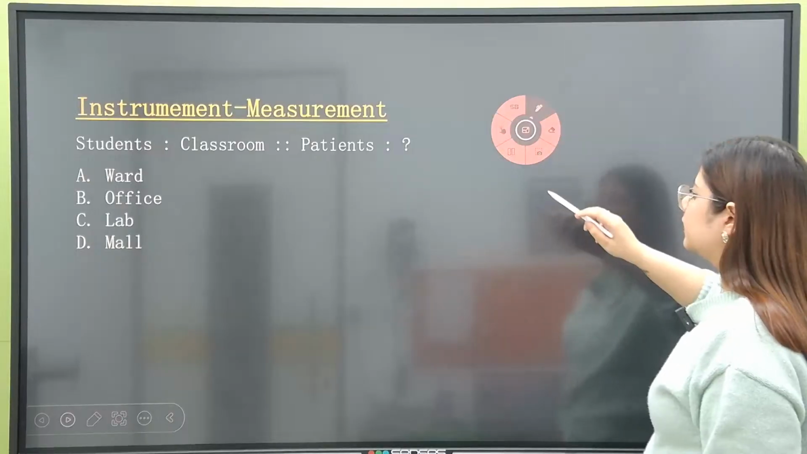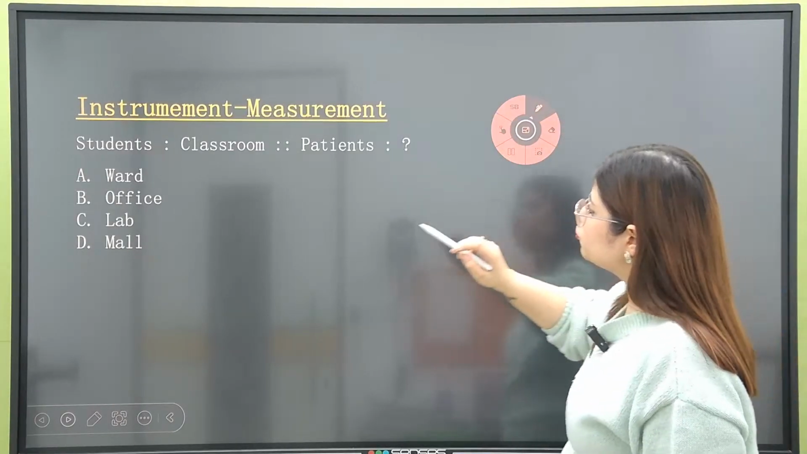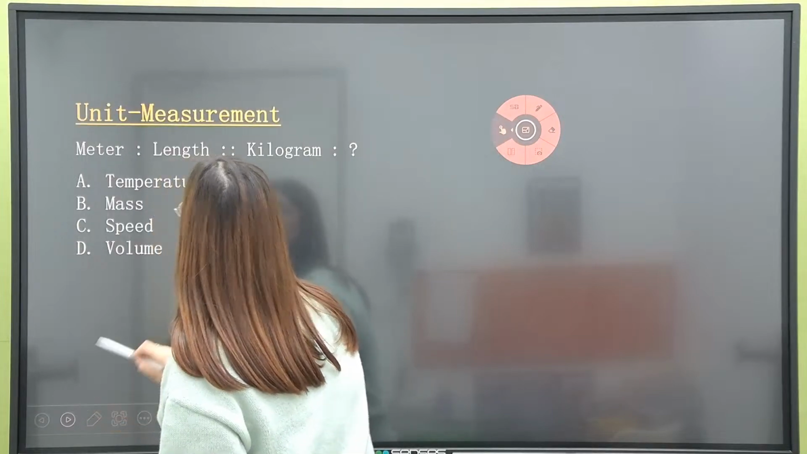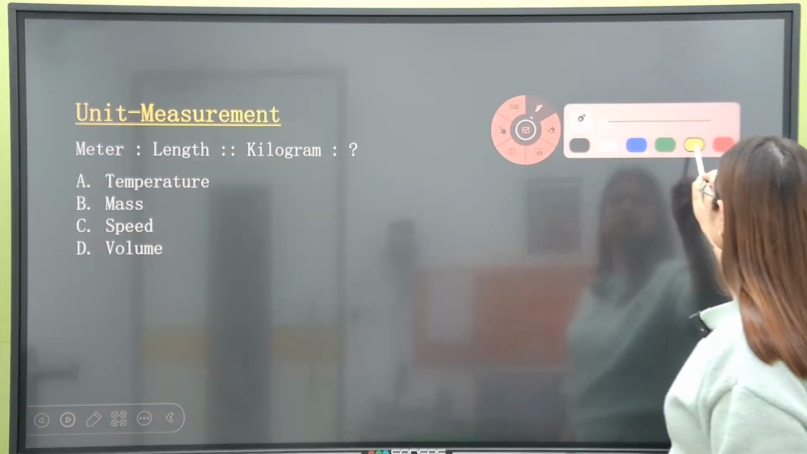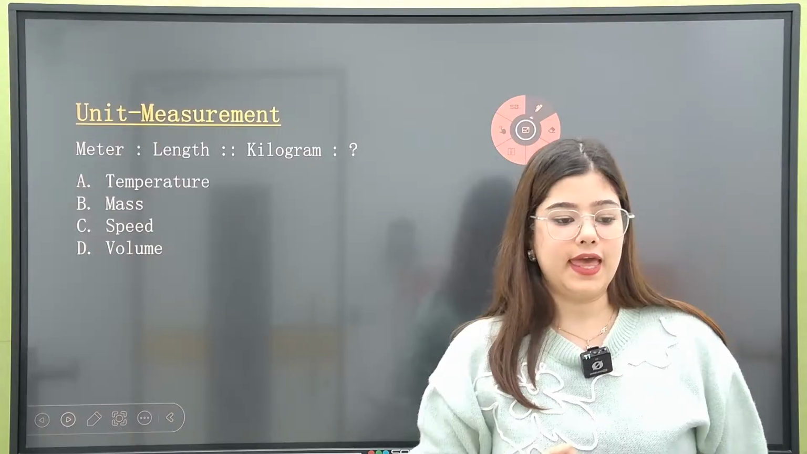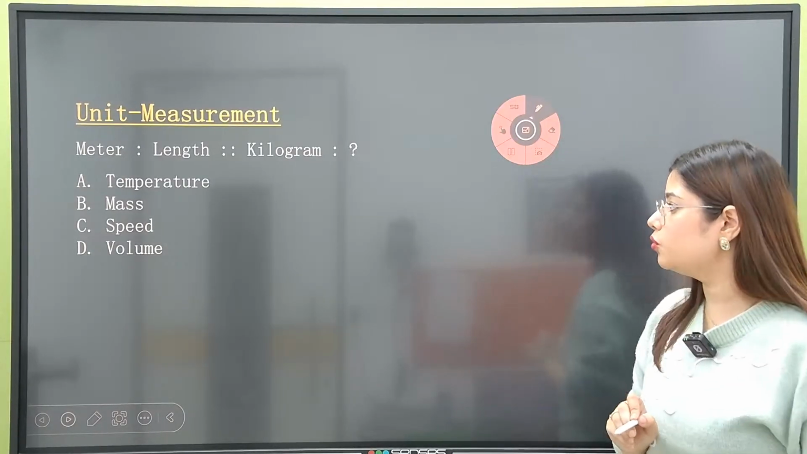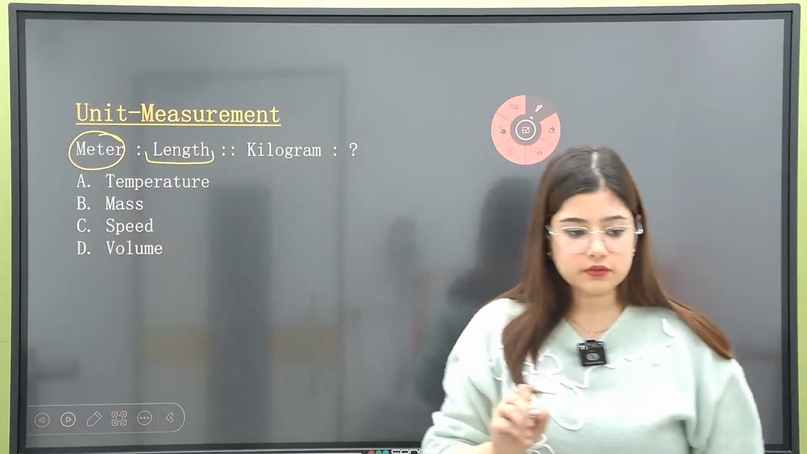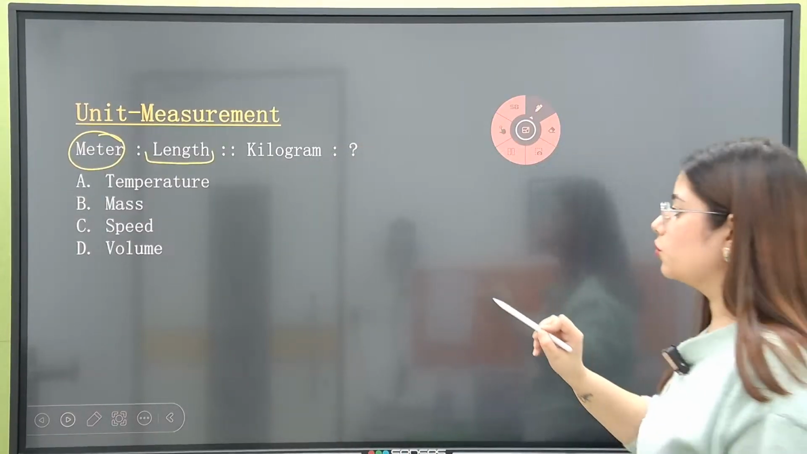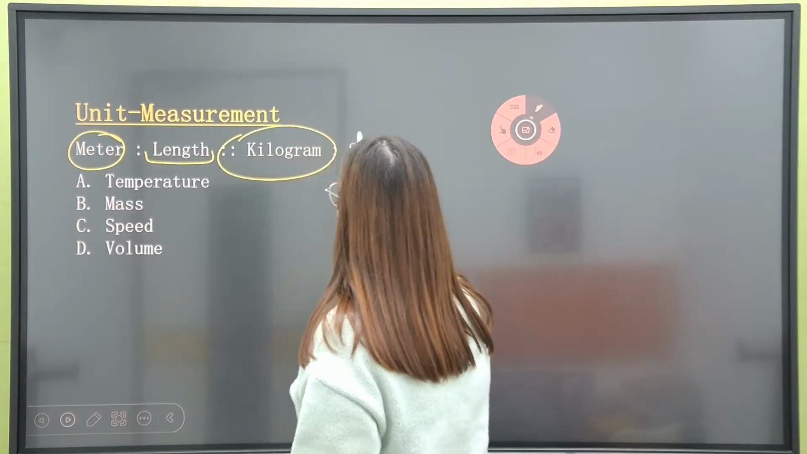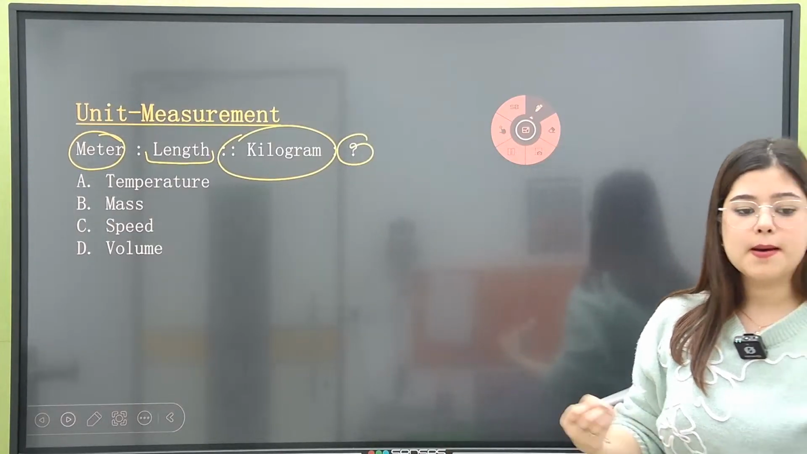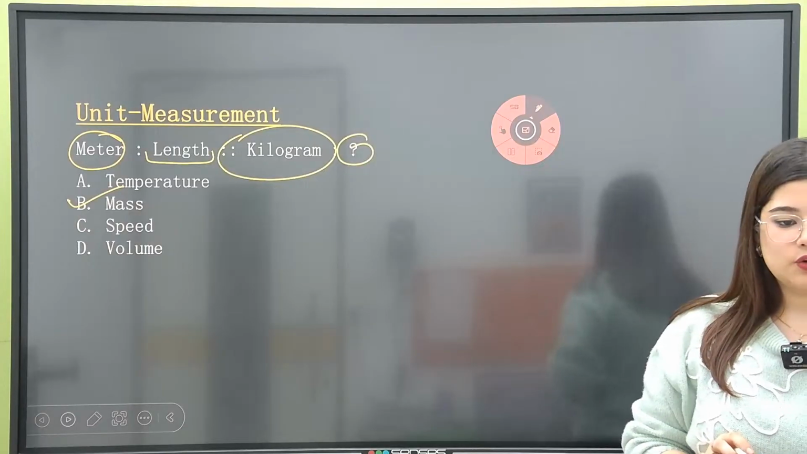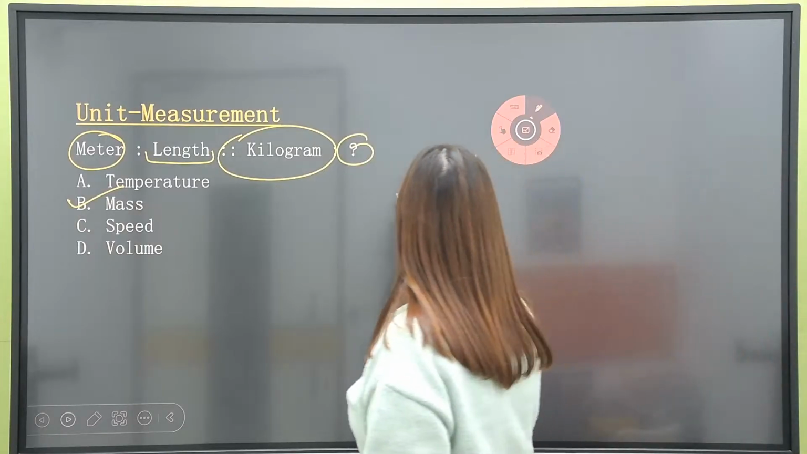Next type could be unit measurement. So meter is to length, such as kilogram is to... Meter as a unit is used to measure length. So kilogram as a unit will be used to measure what? It would be used to measure mass of an object. So meter is to length, such as kilogram is to mass.